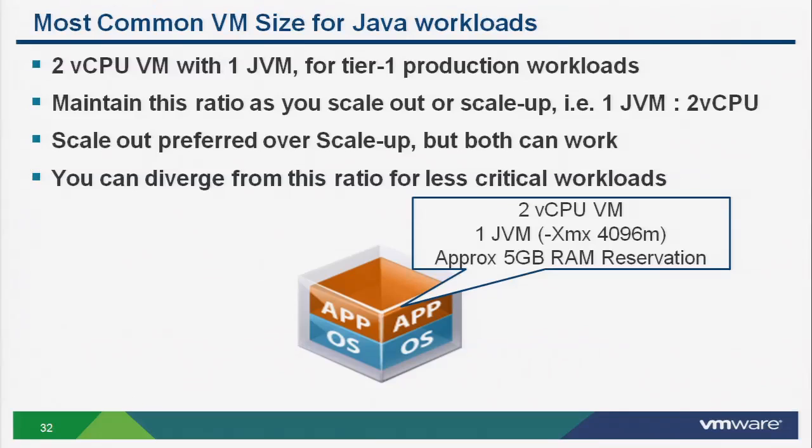Of those 250 customers that I've spoken to over the last couple of years, the most common configuration I see is a VM of 2 vCPU, 1 JVM, 4 gig, and a total reservation of about 5 gig RAM.